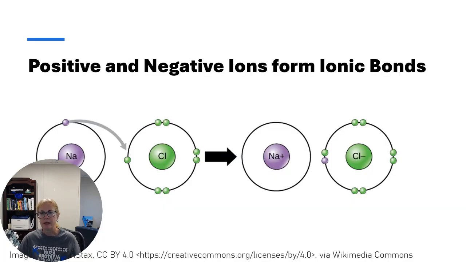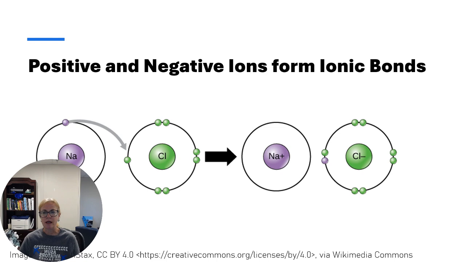The first type of bond that we're going to look at is an ionic bond. We've talked about ions already. Remember that ions are atoms that have gained or lost electrons. So in the process of doing this, they will take on either a positive or a negative charge. The example that we're seeing here, we have sodium and chlorine. Sodium has a single valence electron.